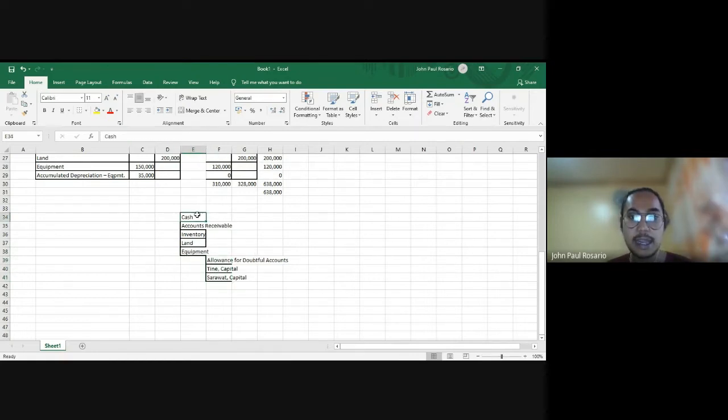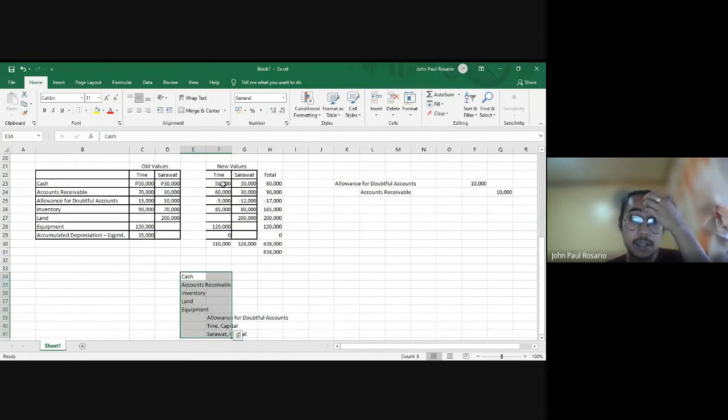So for Time, he contributed cash, accounts receivable, with an allowance for doubtful accounts. So again, the normal balance for allowance for doubtful accounts is credit. Okay, and then inventory, land, equipment. And then all of that, the net amount contributed will then be credited to Time capital.